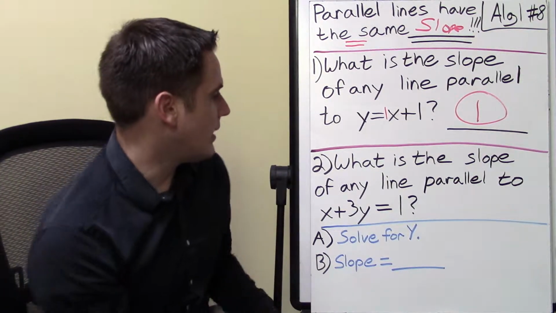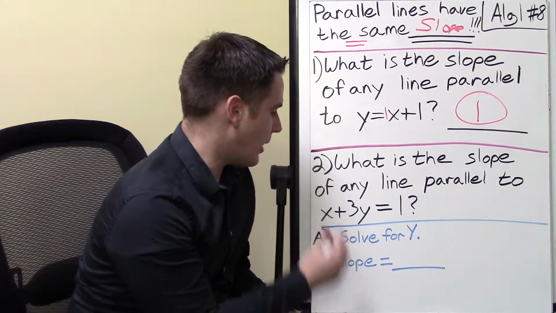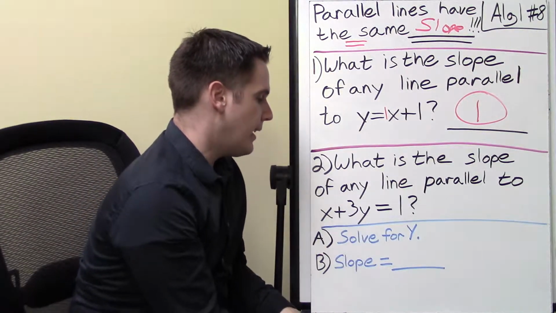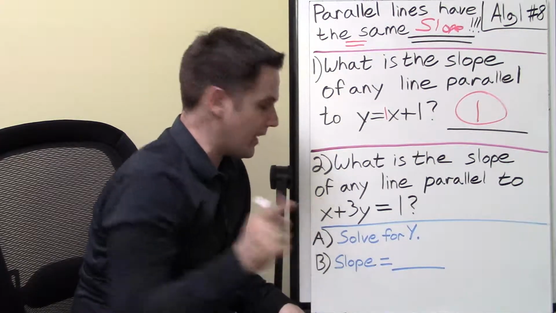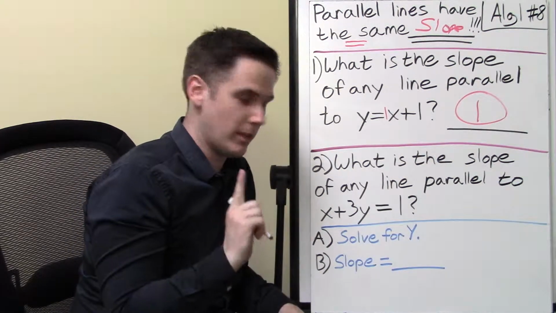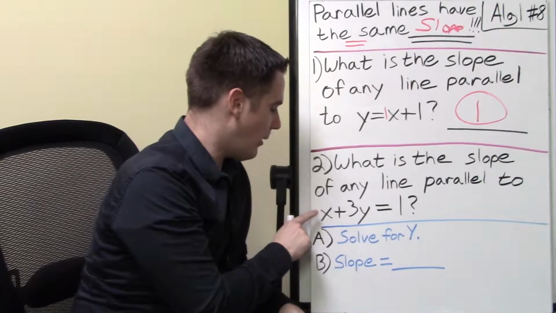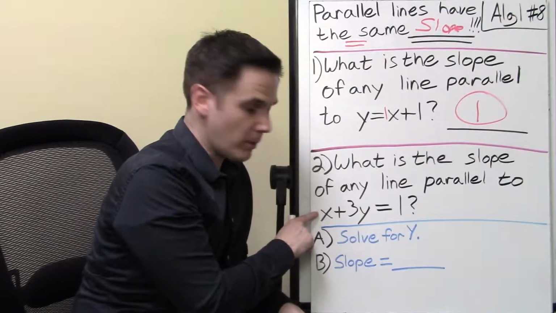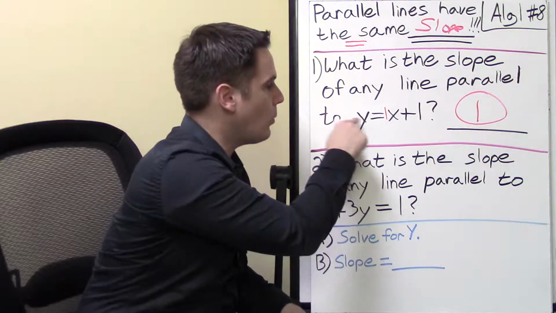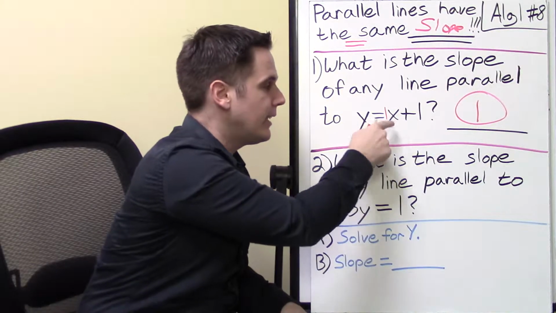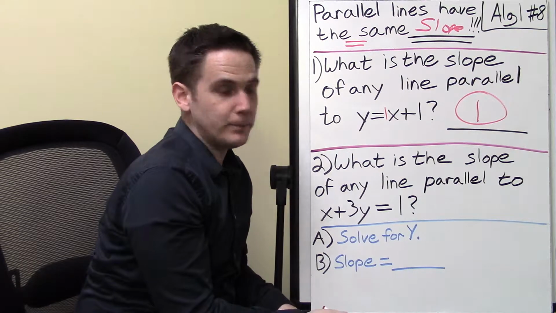Number 2, what is the slope of any line parallel to x plus 3y equals 1? Now, some people might have the tendency to say, oh, ninja 1. No, that would be wrong. There's no ninja here to worry about, not yet anyways, as far as slope, because first you have to solve for y. It has to be y equals.